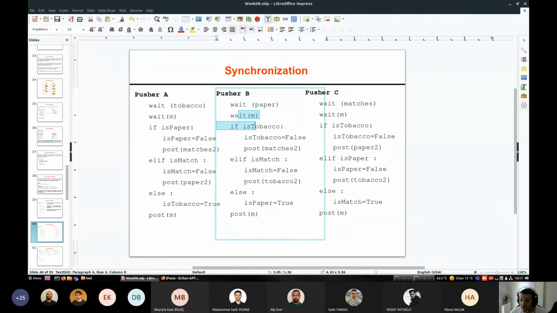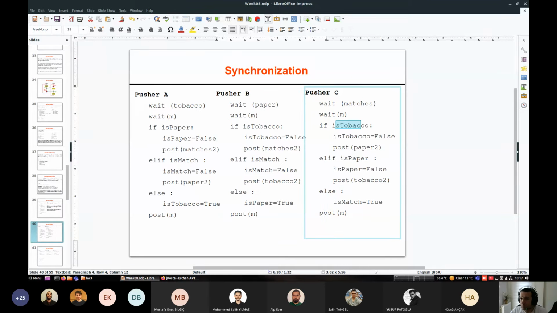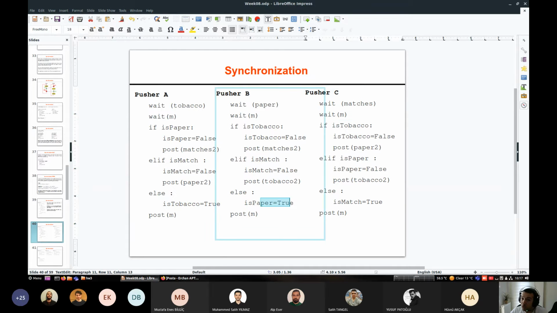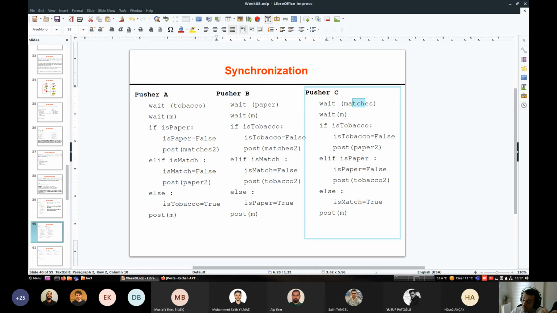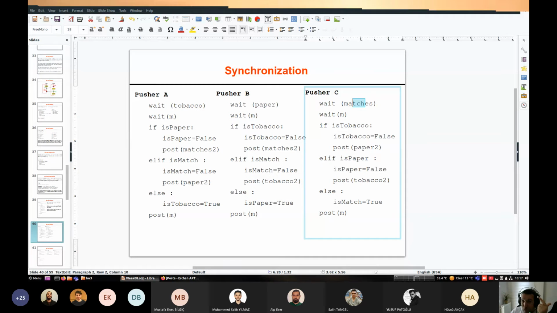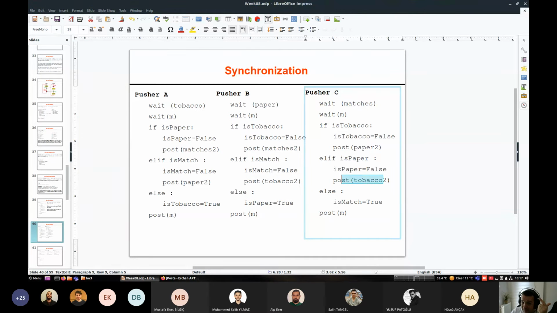So pusher C will get inside and it will check. Is tobacco true? No, it's not true. Is paper true? Yes, it is true. We just set it to true here. Well, that means if is paper is true, that means there is paper on the table. But since we have also succeeded with wait matches, that means there is also matches on the table, which means we must wake up the smoker who has an infinite amount of tobacco. And so we wake up the smoker with the infinite amount of tobacco, post M, and that's it.